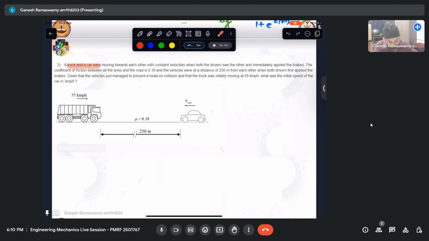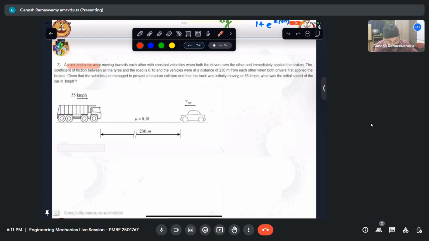So the coefficient of friction between all the tires and the road is given to be 0.18. And the vehicles were at a distance of 230 meters when both the drivers first saw each other and started application of the brake. Of course, there will be some more things to it, but for the sake of brevity and simplicity, the question has been posed this way. So there is 230 meters in between them. Mu is given to be 0.18.